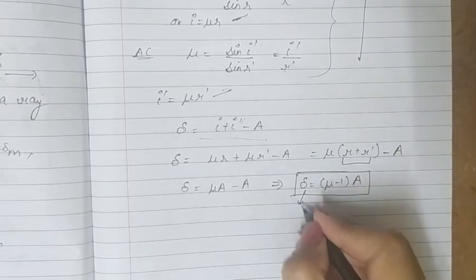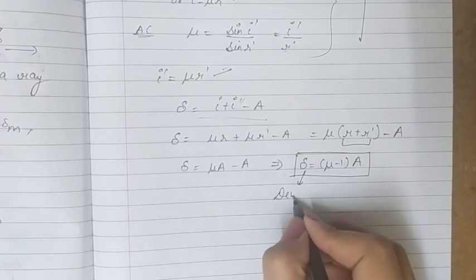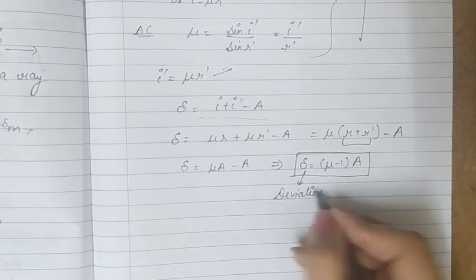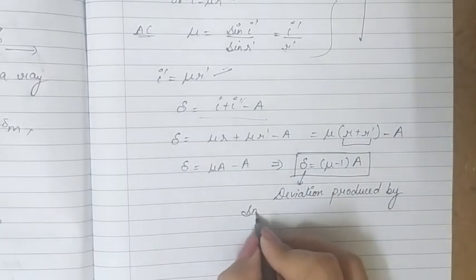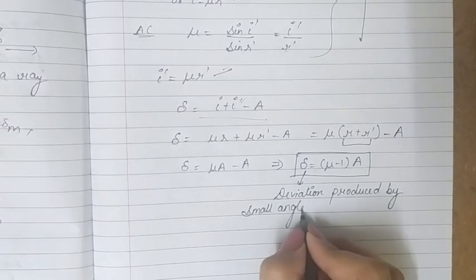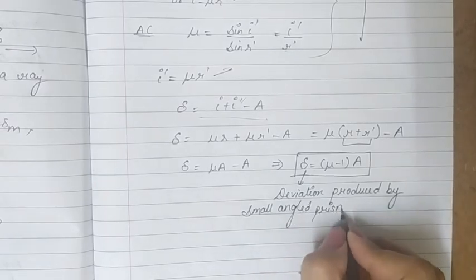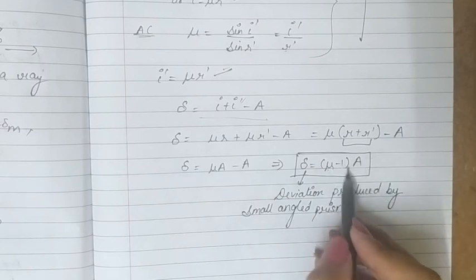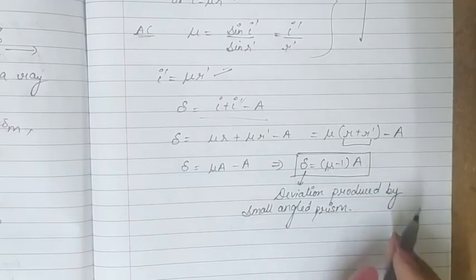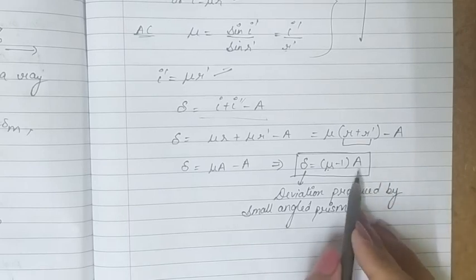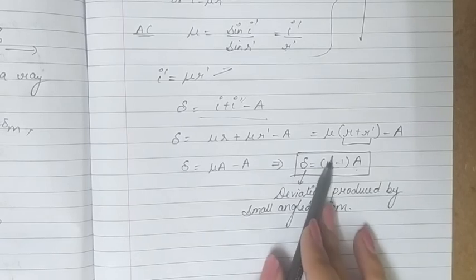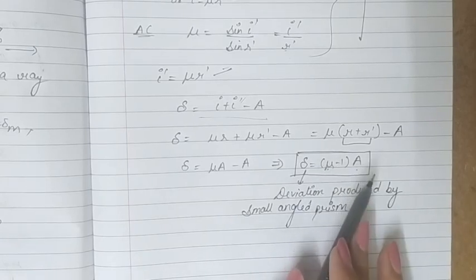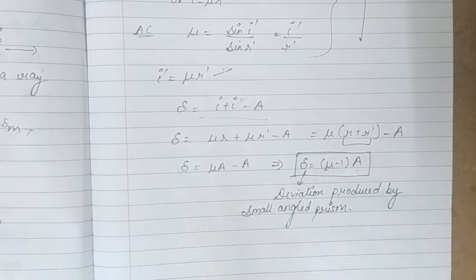So delta is the deviation produced by a small angled prism, and it is equal to (mu minus 1) capital A. That means it doesn't depend on the angle of incidence, it depends on the angle of prism A and the refractive index of the material. So for a small angled prism, the angle of deviation depends on the refractive index of the material as well as the angle of prism. It doesn't depend on I, r or any other angle, right?